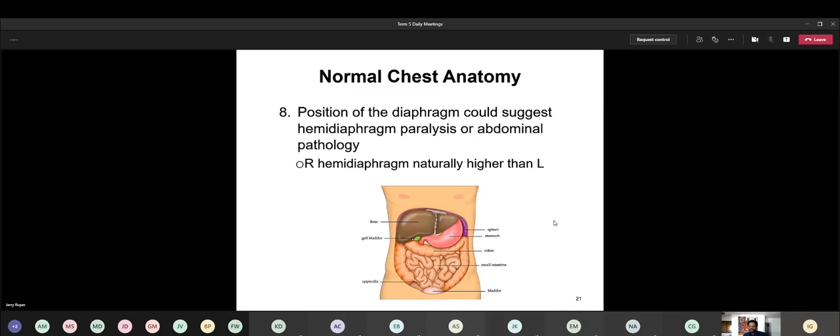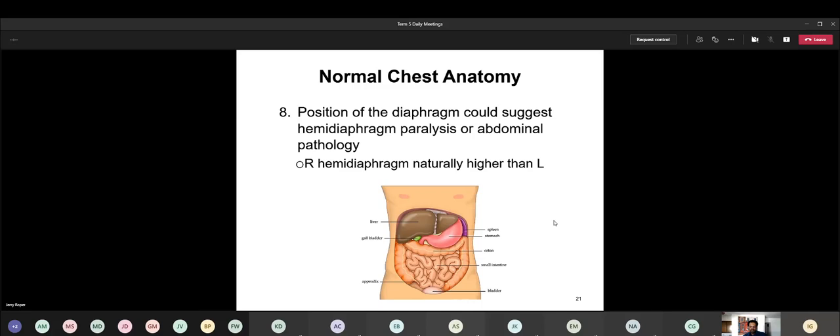Now, position of the diaphragm. So we know the diaphragm is broken into two parts. We have the right hemidiaphragm and the left hemidiaphragm. And there are two phrenic nerves. I mean, it starts off as one and it branches, so that each part of that phrenic nerve can innervate or connect with the hemidiaphragms. Because of our liver, the right side is always going to be a little bit higher.